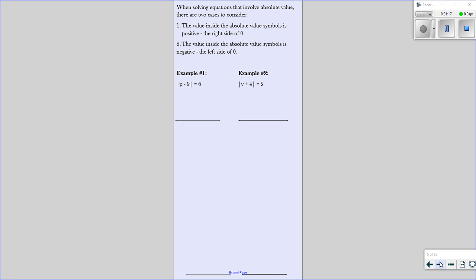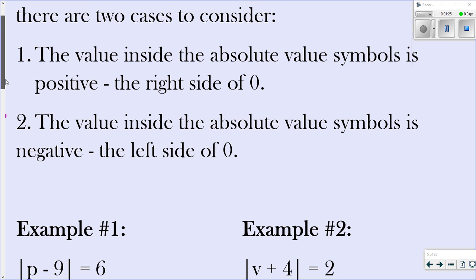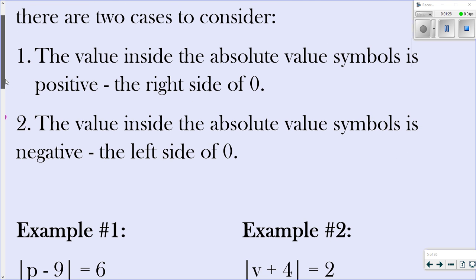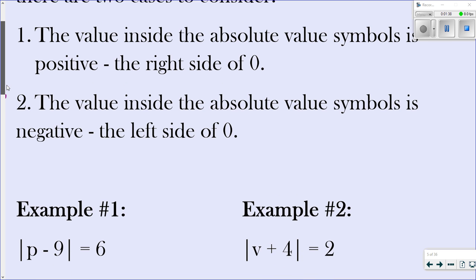We also did examples where we had to solve absolute value equations. And remember, every time you have an absolute value equation, there are 2 answers, because there are 2 cases to consider. The value inside the absolute value symbol is positive, so it's from the right side of 0, and the value inside the absolute value symbol is negative. That means it's coming from the left side of 0.